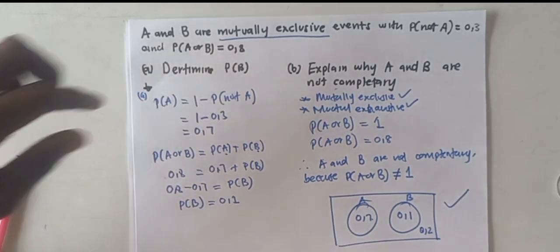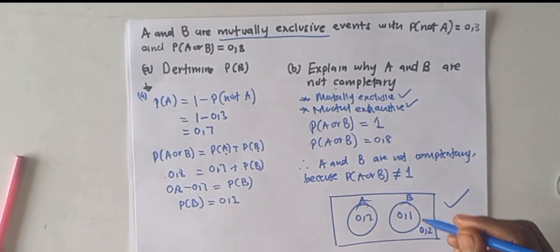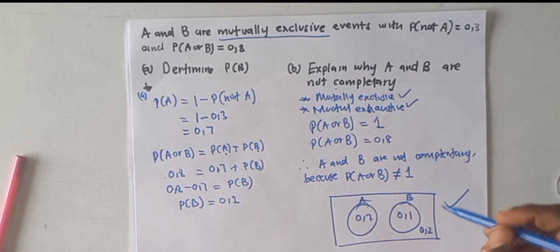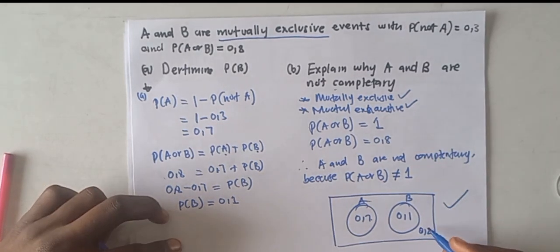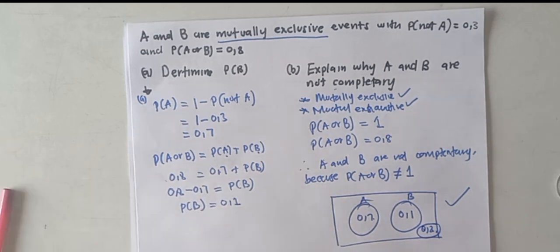Even if you show them by this kind of Venn diagram, they're going to give you full marks. They will see that this is not complementary. Why? Because it's not exhaustive. Exhaustive means it does not have anything outside, and here there's something outside.